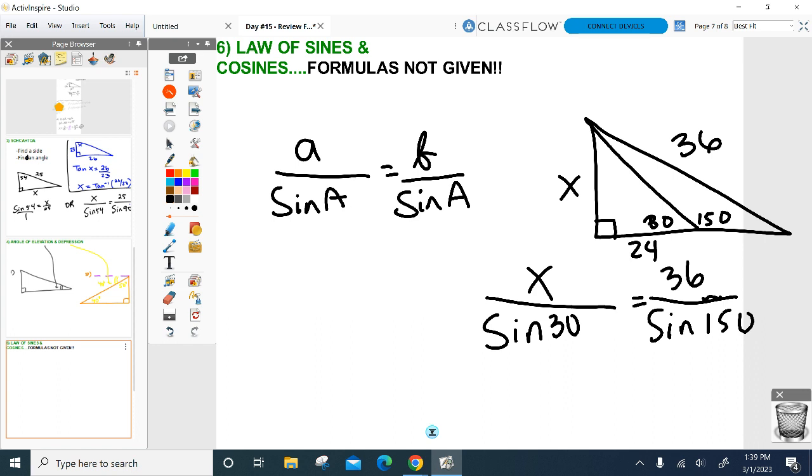Same thing with the law of cosines. Do not mix and match sides and angles. All values have to come from the same triangle. All right, questions?